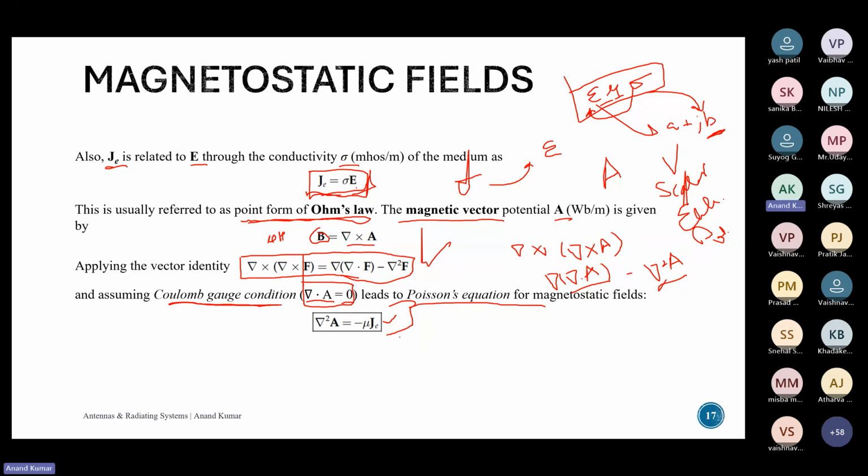So this is the Poisson's equation for magnetostatic fields, and similarly we had the Poisson's equation for electric field, with del square V is equal to minus rho by epsilon. So if you can see, they look pretty much similar. So most equations in electromagnetic theory are duals of each other. So if you remember one of them, it's very easy to substitute one for the other.